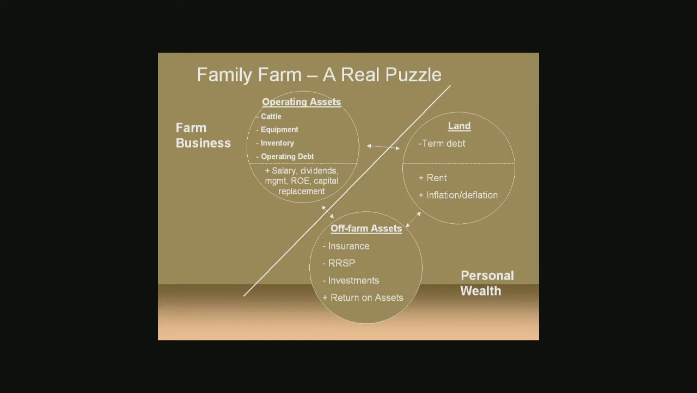So in my view, if you look at this diagram again, when children come home to farm with you, I suggest, and I think it's something you should talk with your children about in quite some detail, that when they become your partner, the equity that remains in the farm business upon the death of mom and dad does not transfer back to the personal wealth side. It actually stays on the farm business side.